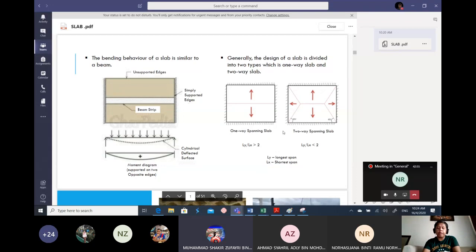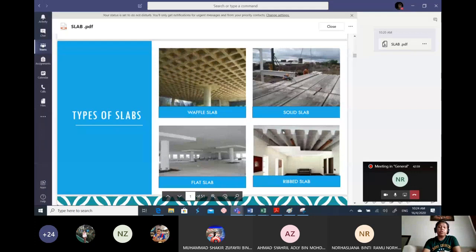Okay, this is the types of slab yang kita ada. So contoh, ini adalah waffle slab, sebab kita tengok bentuk dia dekat bawah ni macam waffle. This is a solid slab. Mostly yang kita ada adalah solid slab lah. So if it's inside the building, normally it is a solid slab. Biasanya macam your house now, semua bangunan, kita tengok biasanya adalah solid slab.